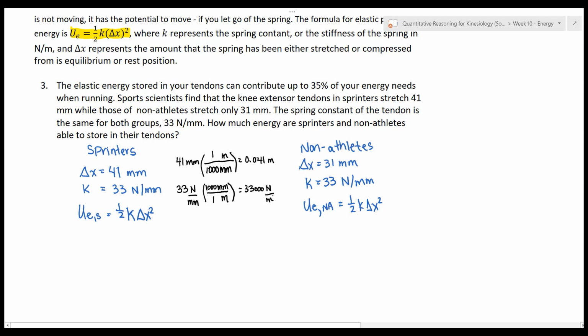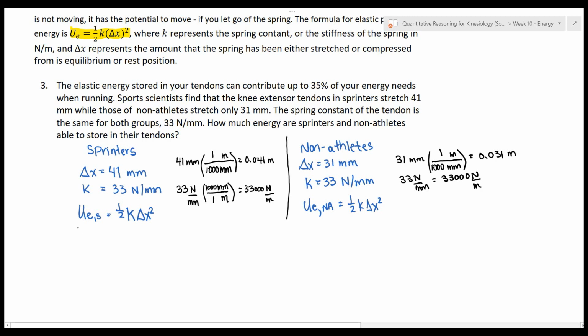Okay, so I'm going to do the same thing for the non-athletes. I have 31 millimeters converted over to meters. So I have 0.031 meters, and then my K value is still 33,000 newtons per meter, because it's the same as the value for the sprinters. Okay, so now that we have that information as SI units, I can go ahead and plug my values in for both cases.